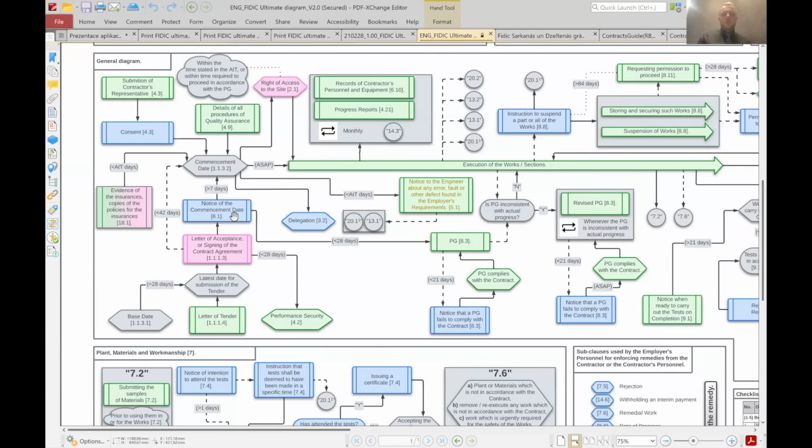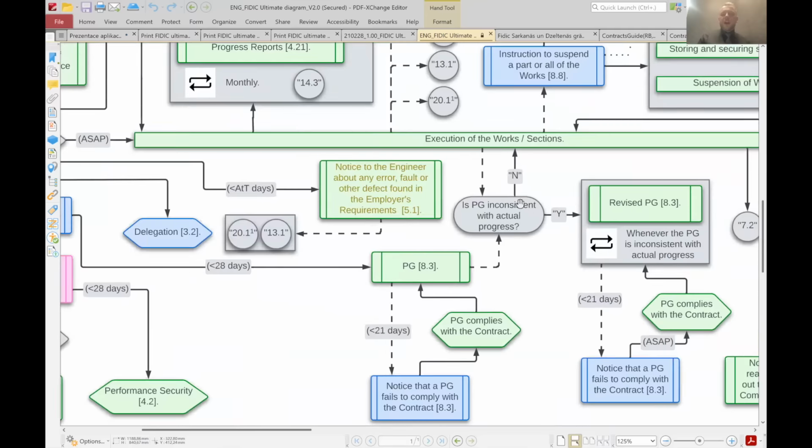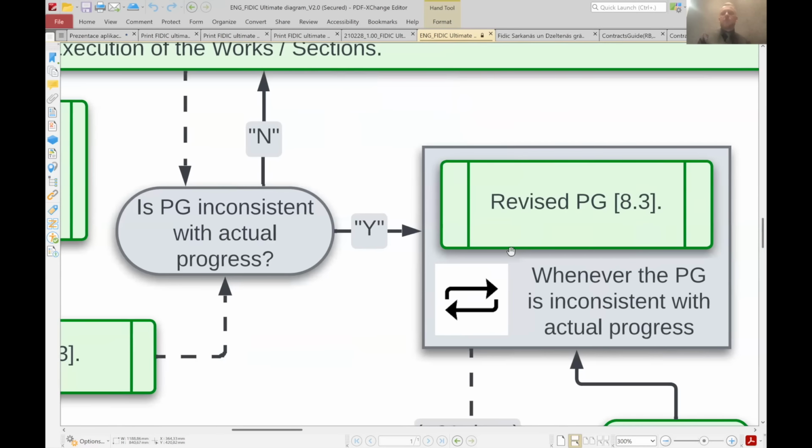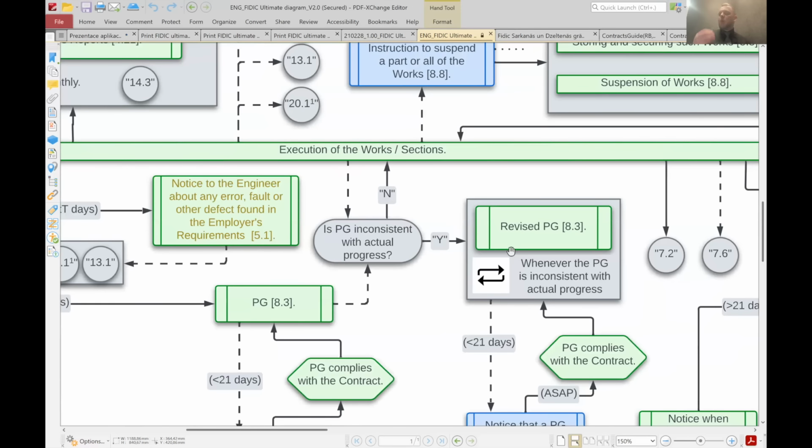So after the notice of the commencement date, the contractor should create a program, and should always revise it when the program is inconsistent with the actual progress. Every time the program is not accurate, he should be revising it.